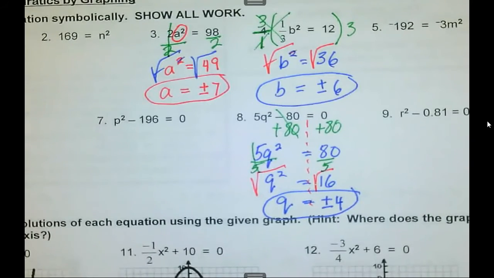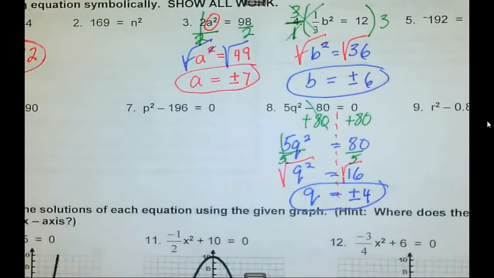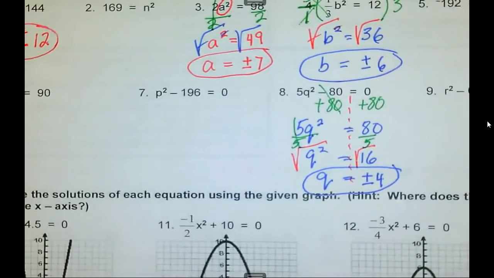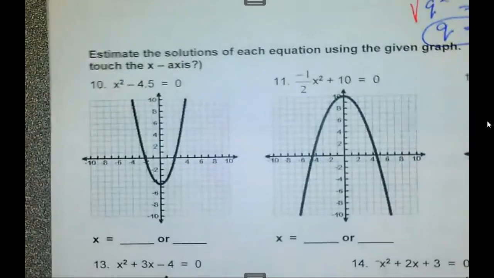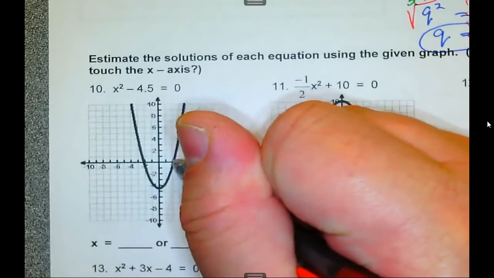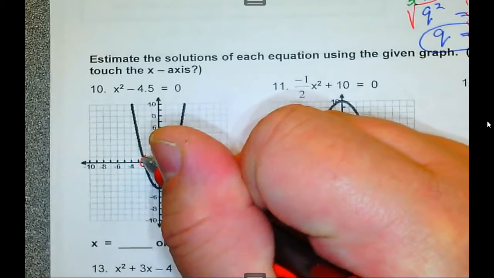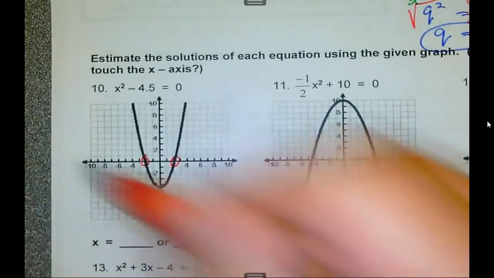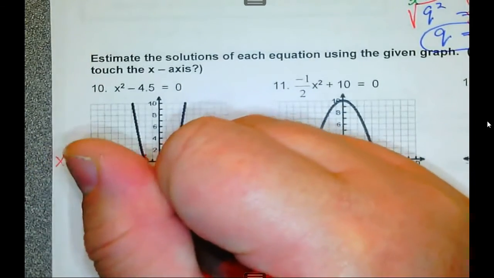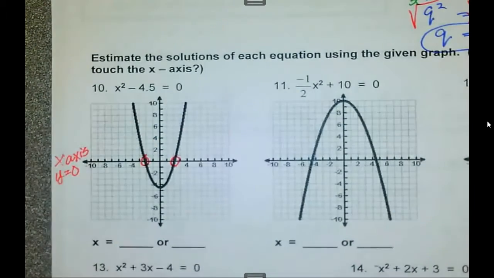So you want to know how to do it graphically? Sure, Mr. D, we're so excited. We want to know how to do it graphically. Yes, yes, please show us. Okay, well, look at number 10. All right, so we're looking for these 2 points. The solutions, the zeros, the roots, the x-intercepts. Remember, this is my x-axis. This is where y equals 0. Okay?